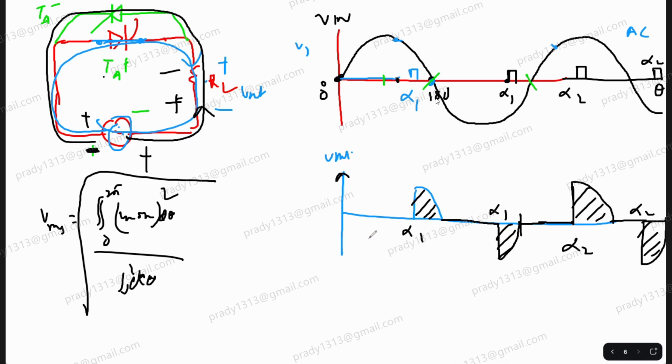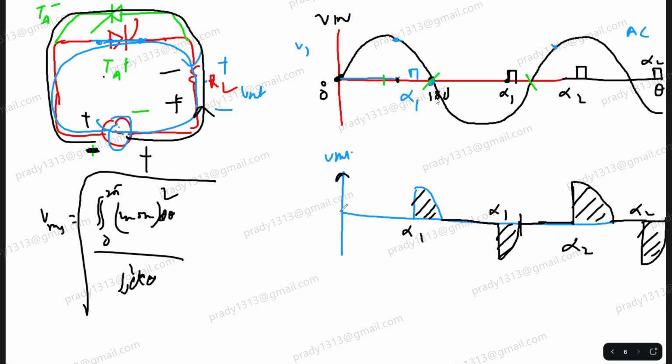Sir, it is increasing gradually. So Alpha. If you decrease the firing angle, can I say the RMS value also increases, just like your DC output average value? Yes, sir. So a similar relationship is there.